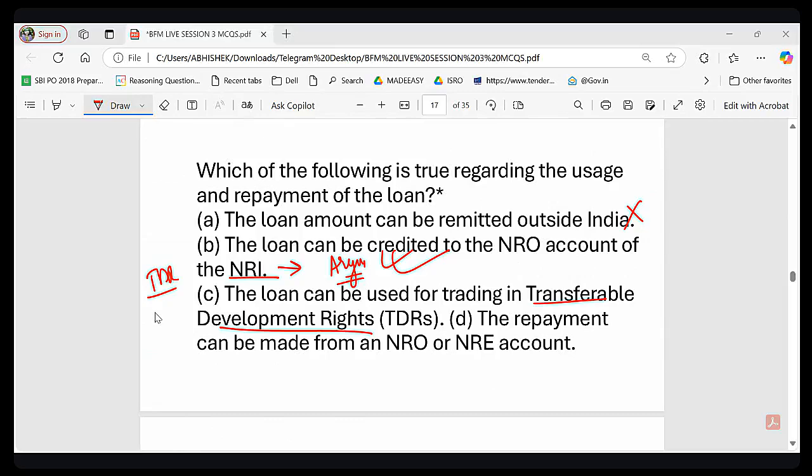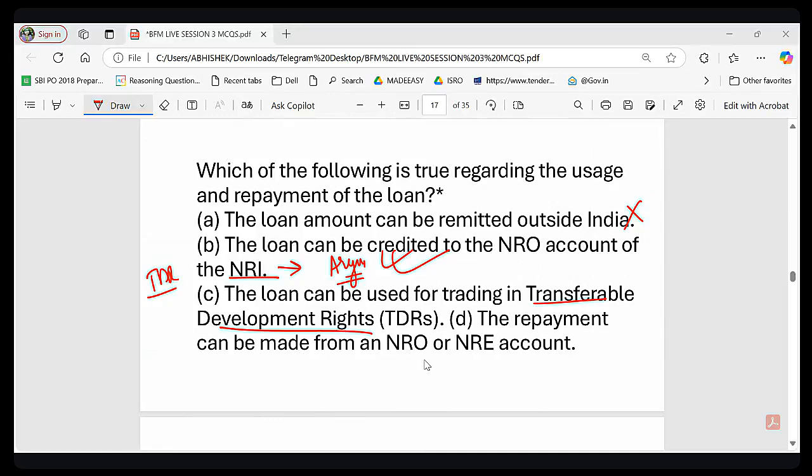Okay, fine. So my question was, can the loan amount be used for trading in TDR? That is transferable development right. See, what do you think? Yes or no? Use of fund cannot be used for trading. Exactly, very good. The answer is no.